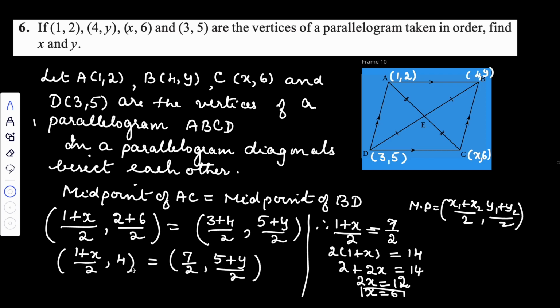Then again we should equate the y coordinate, that is (5 plus y) by 2 is equal to 4. So 5 plus y is equal to 4 into 2, which is 8. So y is equal to 8 minus 5, that is equal to 3. So therefore the values of x and y are 6 and 3.